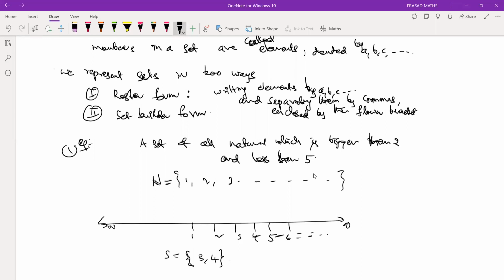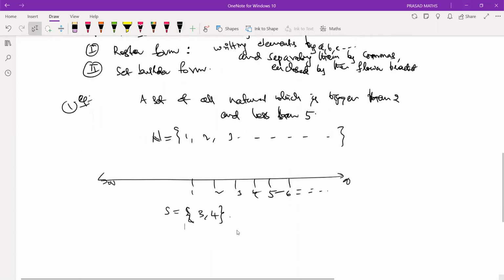What is my set? A set of all natural numbers lying between 2 and 5. Therefore, the elements are 3 and 4. So we write the elements 3, 4 separated by commas and enclosed by this flower bracket. This is nothing but a roster form.